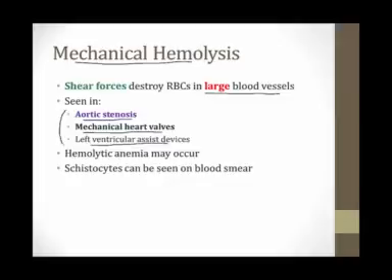In all of these conditions, the blood needs to move past narrow openings where there are very stiff surfaces nearby, like the stiff aortic valve or the metal of these devices. In all of these cases, hemolytic anemia can occur, and you will see schistocytes on the peripheral blood smear.